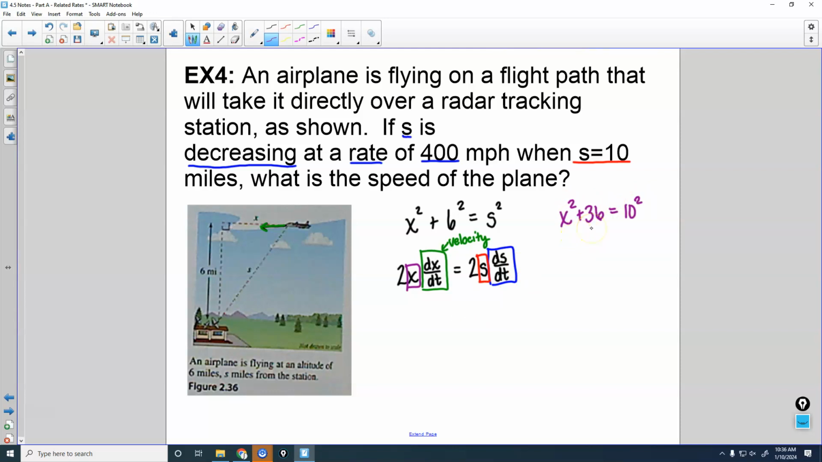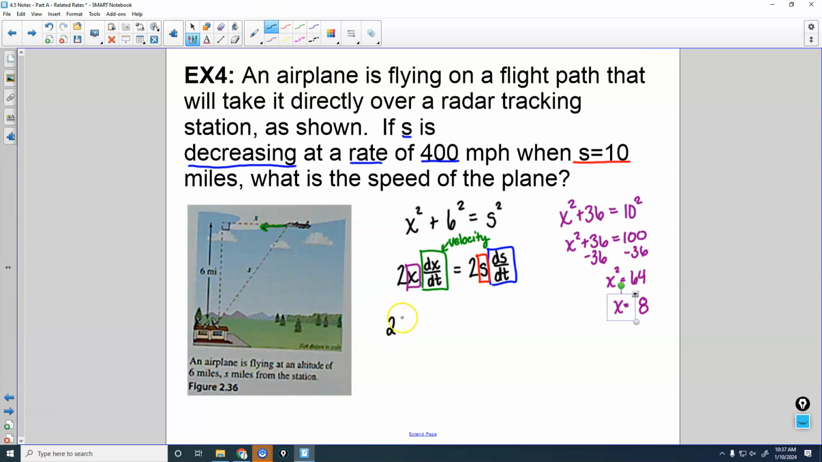Now we can't plug that in before we take the derivative because s is changing, right? But we can go back to the original to find what x would be whenever s is 10. So that's going to give us x squared plus 36 equals 100. We're going to subtract that 36. x squared is going to give us 64. So x is going to equal, technically it's plus or minus 8, but in this case we know positive 8 is the only one that's going to make sense.